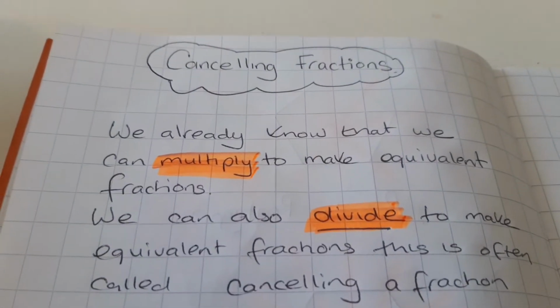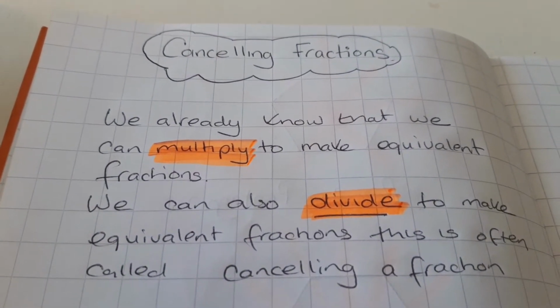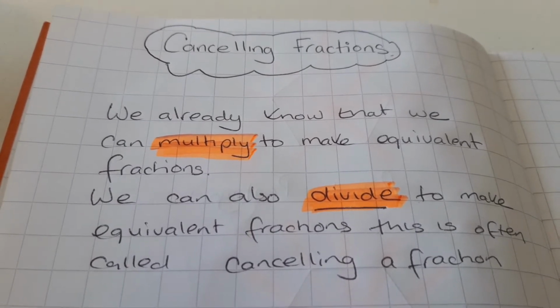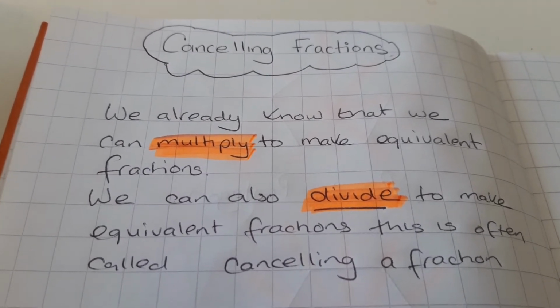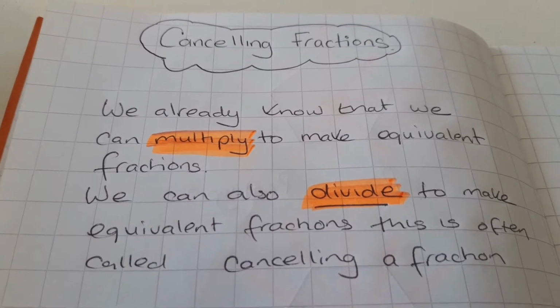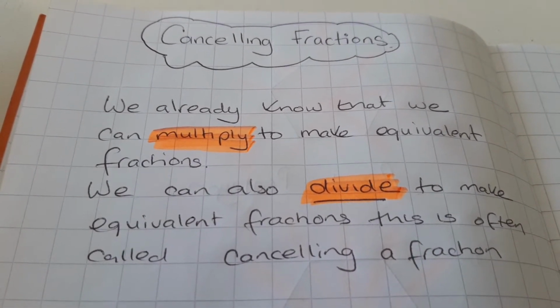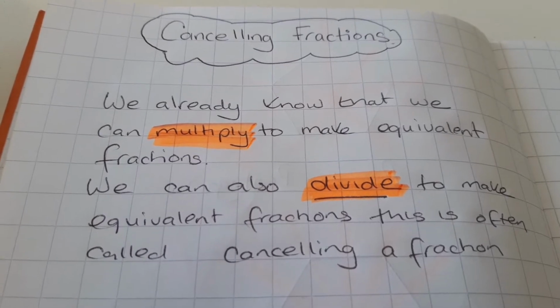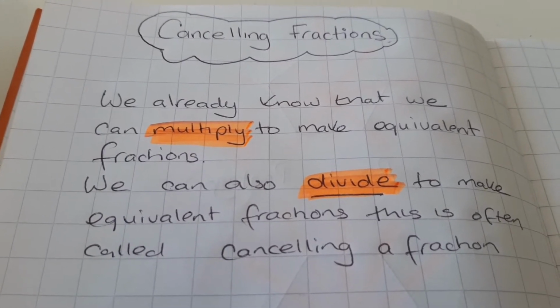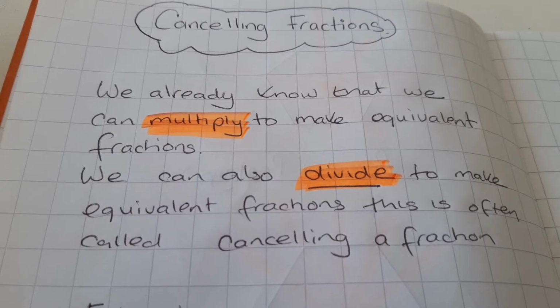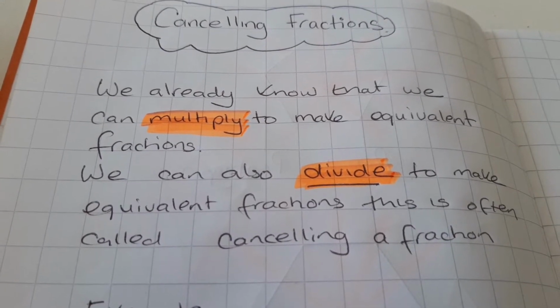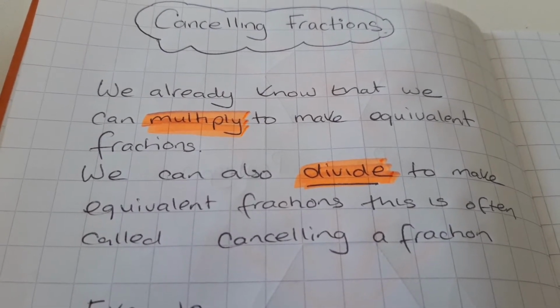Hello, we're going to talk about cancelling fractions because we need to be able to do that after we have multiplied fractions together. We already know that we can multiply to make equivalent fractions, but we can also divide to make equivalent fractions, and this is all often called cancelling a fraction.